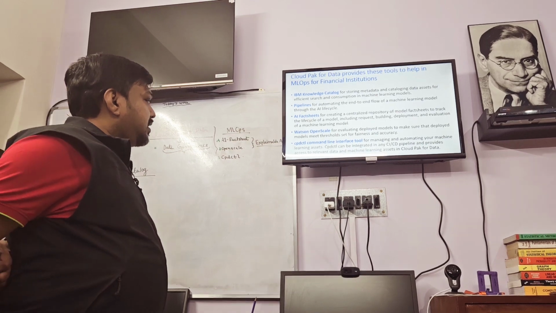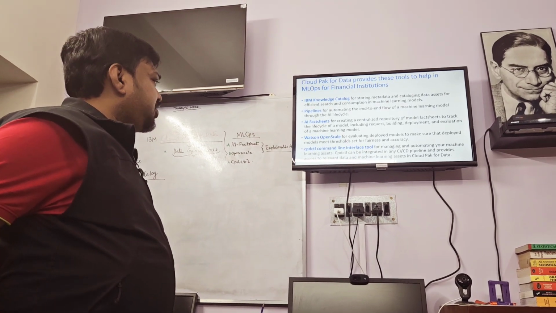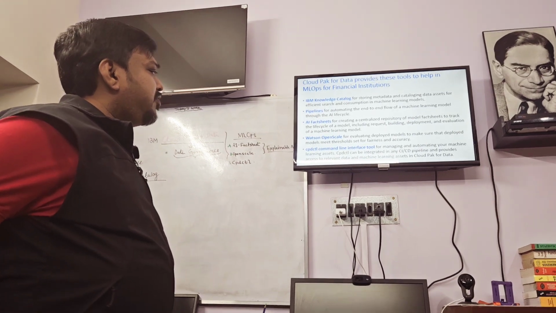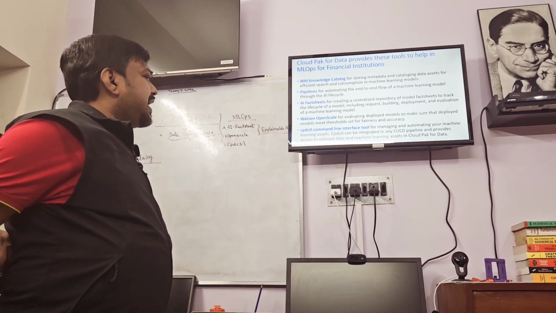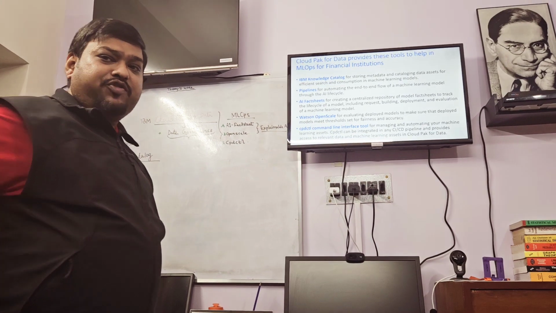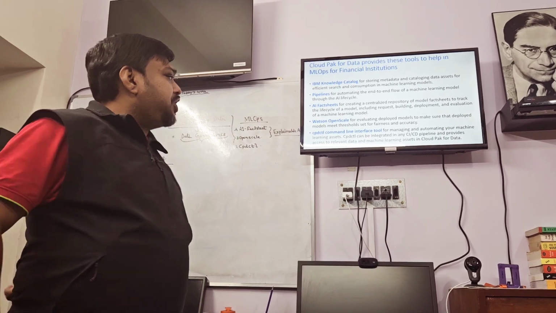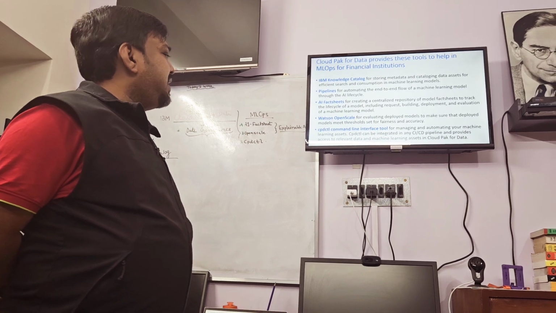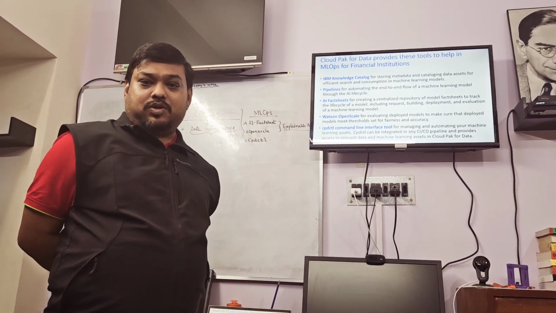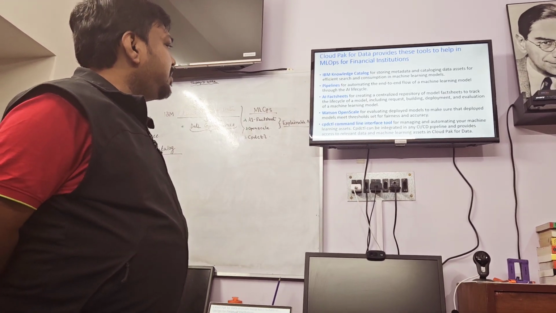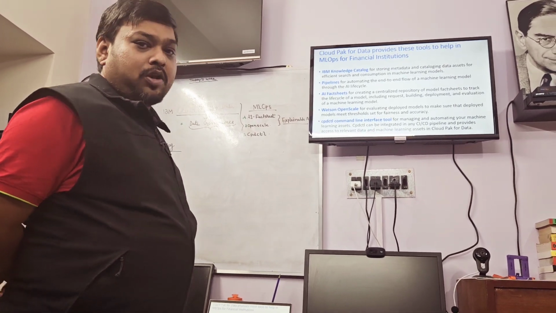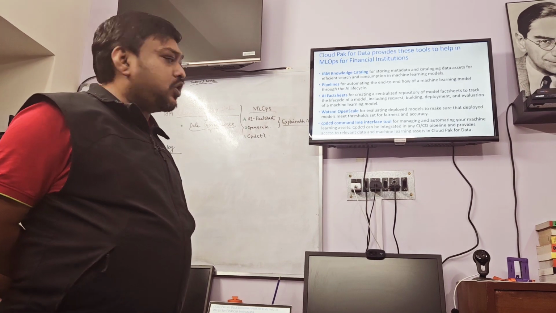Then a very important area, that is the AI FactSheets. It is used for creating a centralized repository of model fact sheets to track the life cycle of the model, right? So it tracks the life cycle of your machine learning model, including the request, building, deployment and evaluation of the machine learning model. This is another very important aspect of MLOps. So AI FactSheets is one of the solutions.